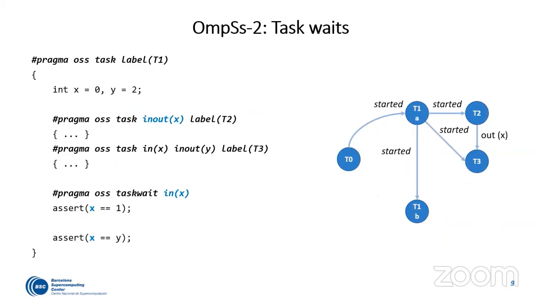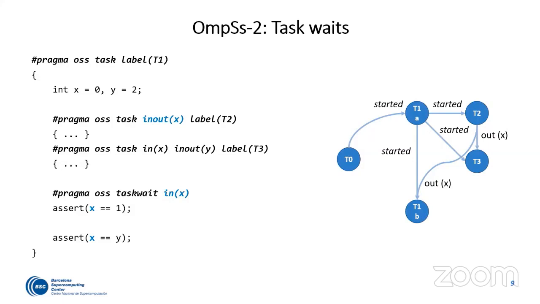OMS2 also has barrier synchronization. A task wait is a construct that lets the task wait until its children have terminated. The set of children on which to wait depends on the dataset specified in the task wait itself. In the example, the first assertion is only executed after all children that have written X have terminated.